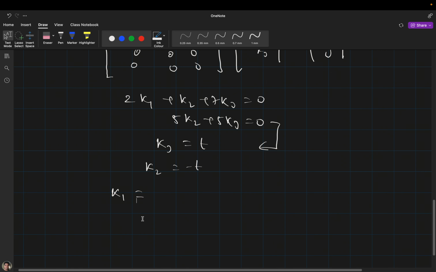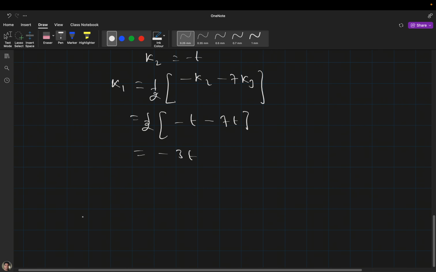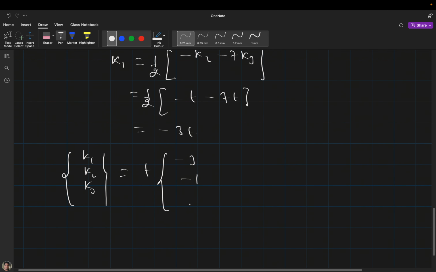After putting the values, k1 will be 1 by 2, and that will be minus k2 minus 7 k3, that will be 1 by 2, k2 will be minus t, minus 7t. Okay, and this will be minus 3t. Then you can see that the solution k1, k2 and k3 will be t times (minus 3, minus 1, 1).